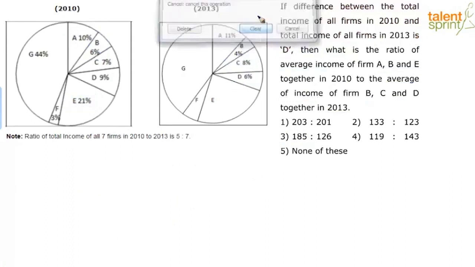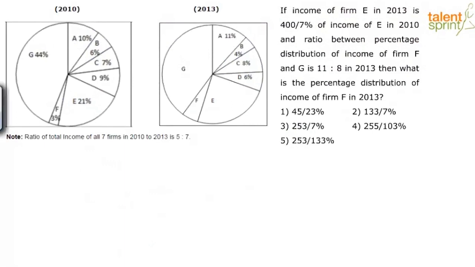Let's move to the next one. Okay, here's the next question. Try this one now. The income of E in 13 is 400 by 7% of the income of E in 10. And the ratio between the percentage distribution of income of F and G is 11:8 in 13. Then what is the percentage distribution of income of F in 2013? Now this is an interesting one. Not very simple, but not very complicated also. Should be done in like 45 seconds to 50 seconds. So your time starts now.